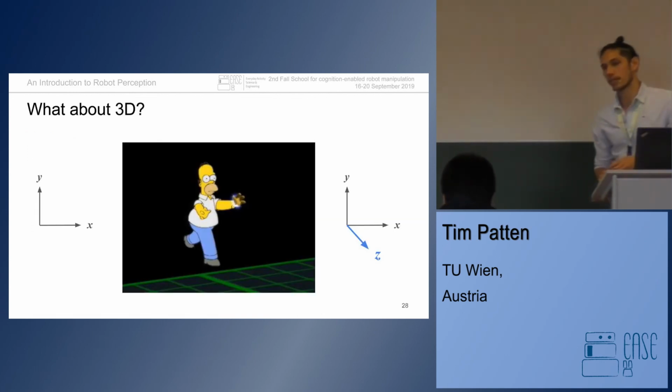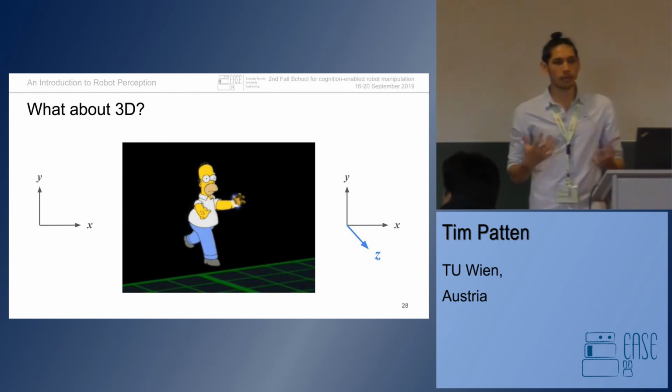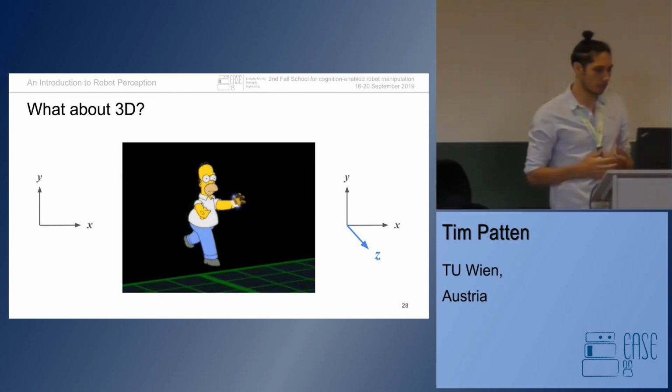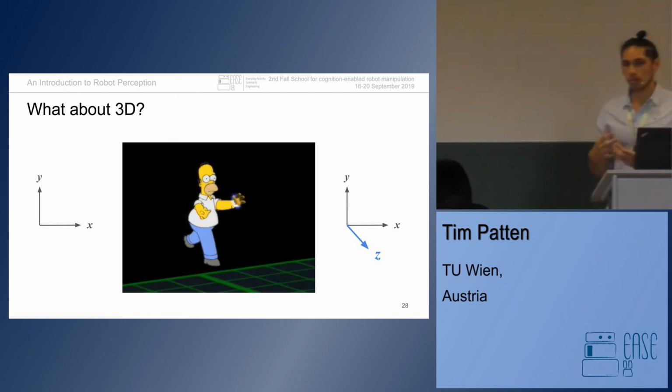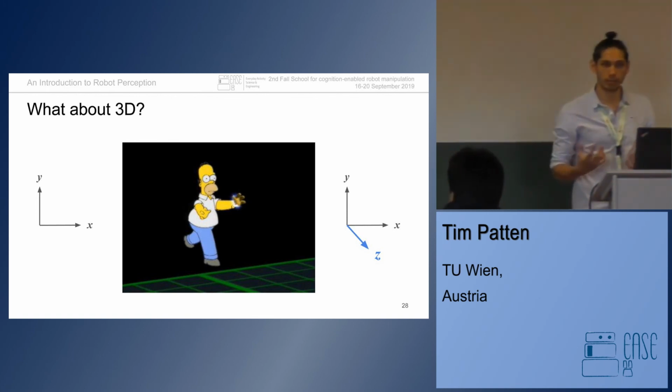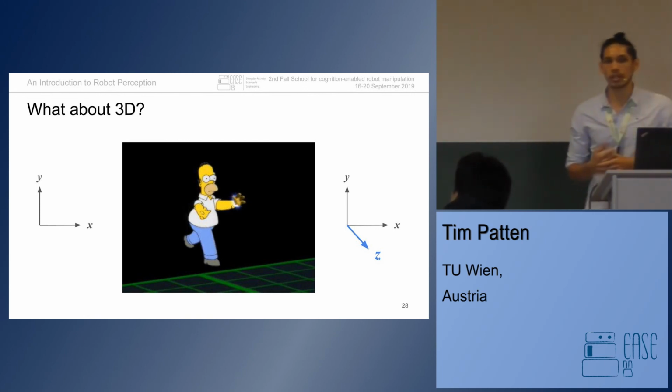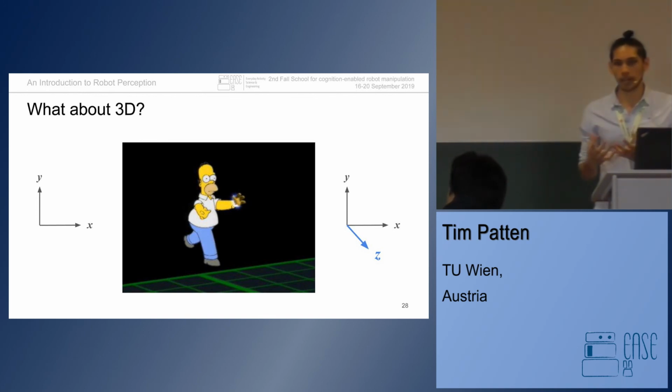Okay, so that's a simple run through of how recognition can perform on 2D images, but there is a whole other dimension out there, the third dimension. This is something that as roboticists we exploit quite a lot. So 2D can get us quite far, but 3D really helps.